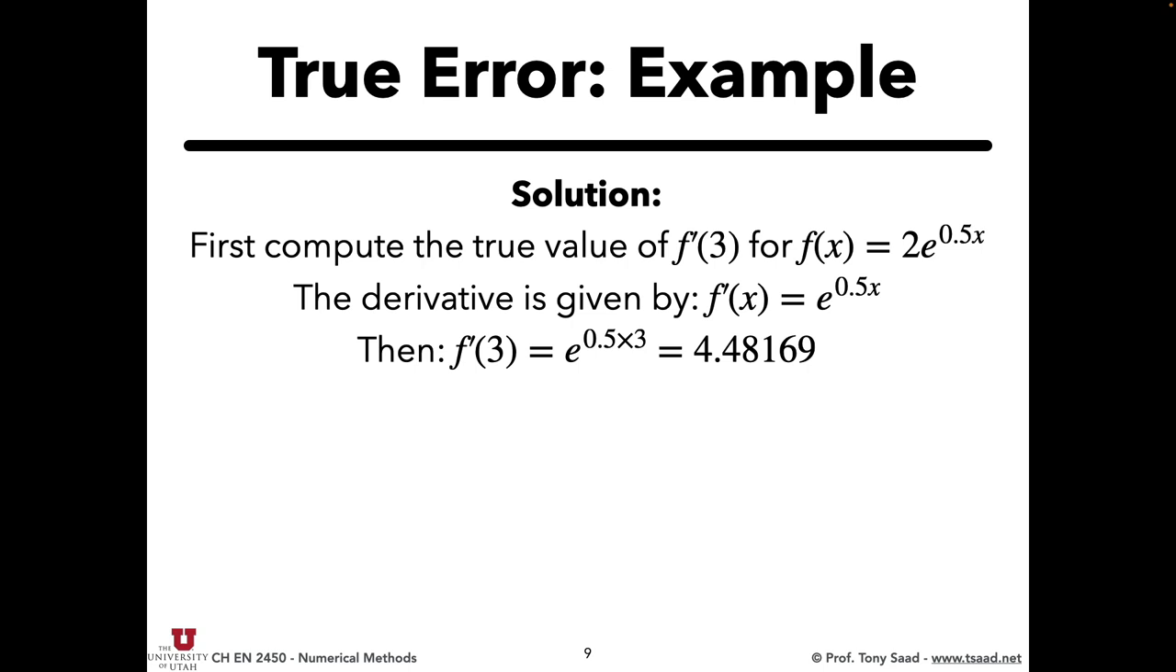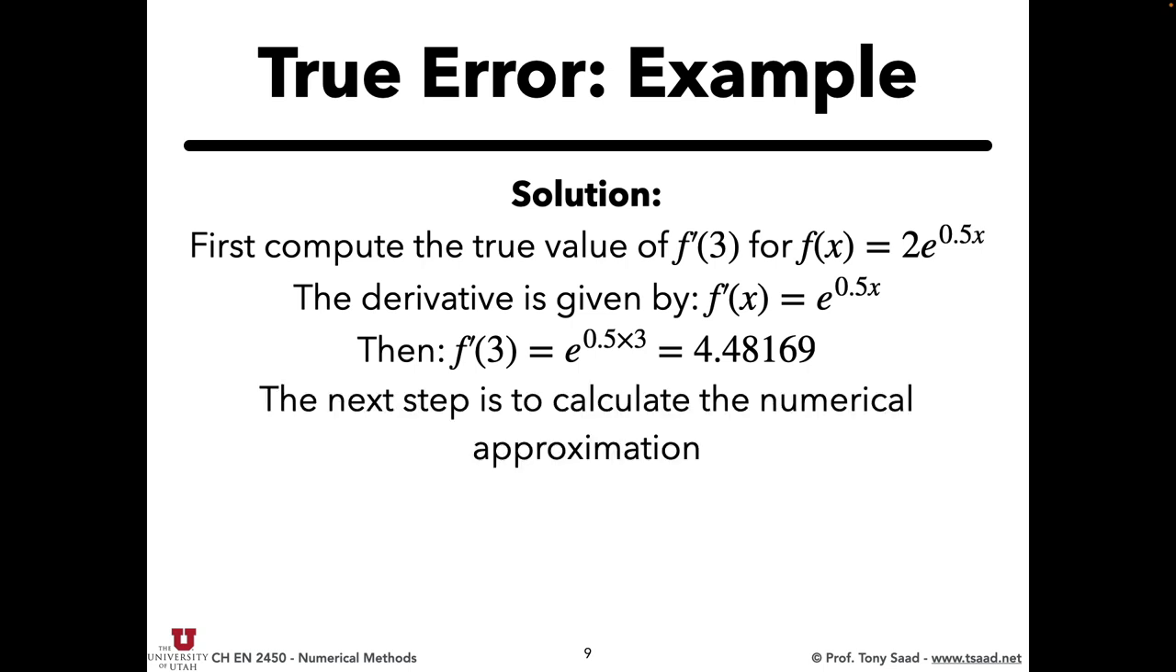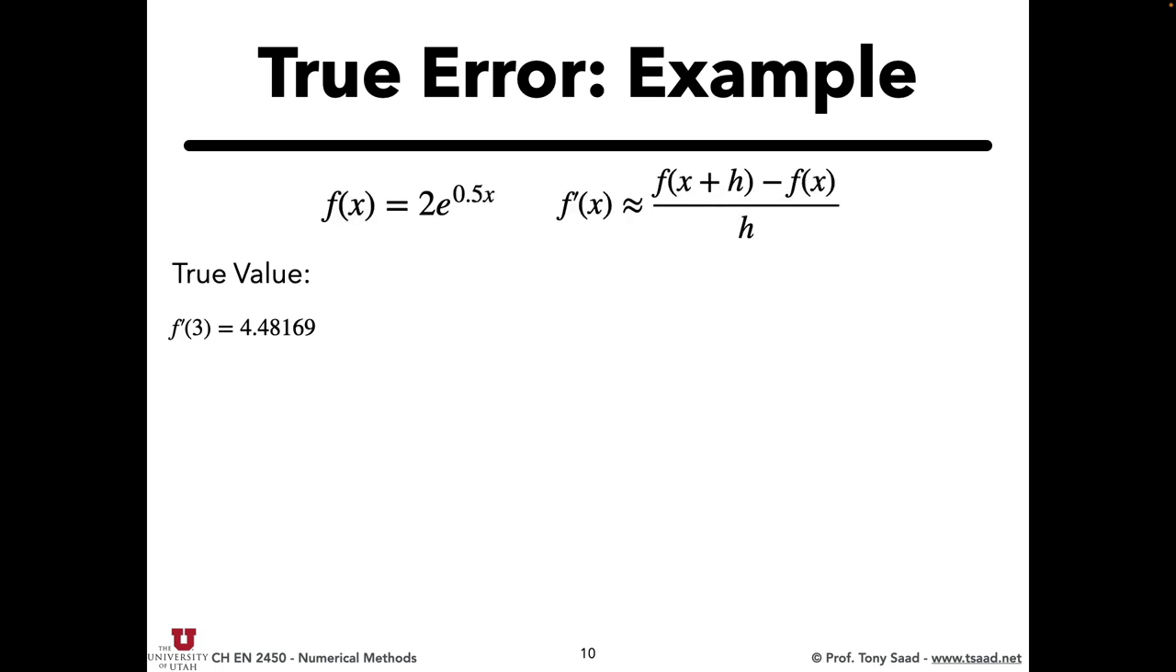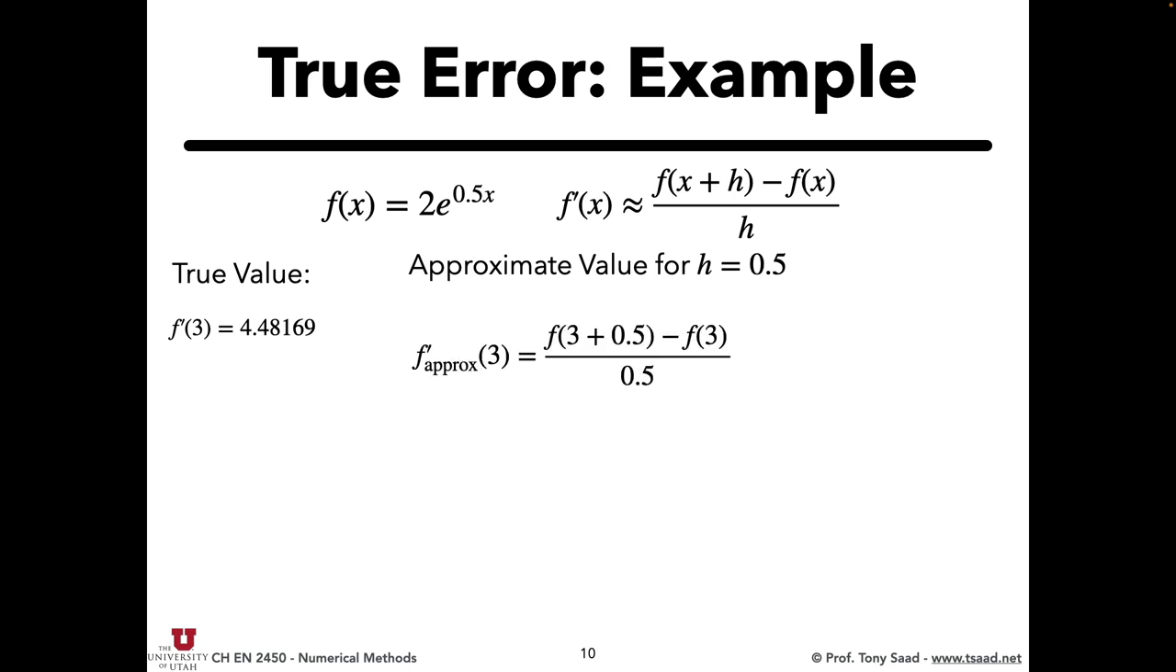Now, you want to evaluate the approximation. We have the formula for the approximation, and I kept the true value here on the side. The approximation is f of x plus h minus f of x over h, and h is this parameter that is arbitrarily chosen. The approximate value for h equals 0.5: you simply plug in the numbers. F prime approximate at 3 is f at 3 plus 0.5 minus f at 3 over 0.5, right?